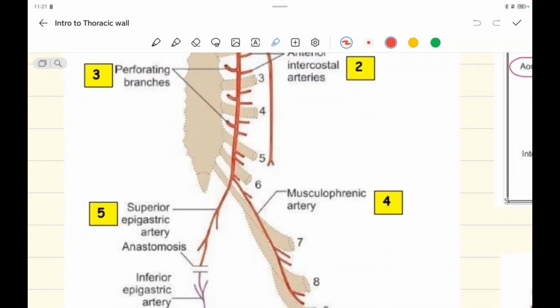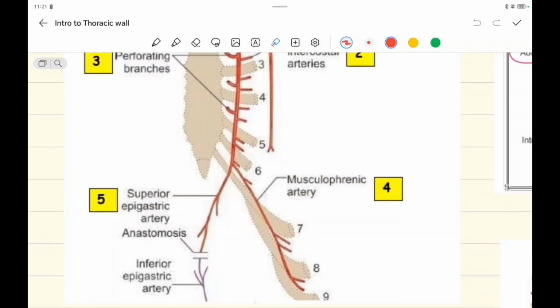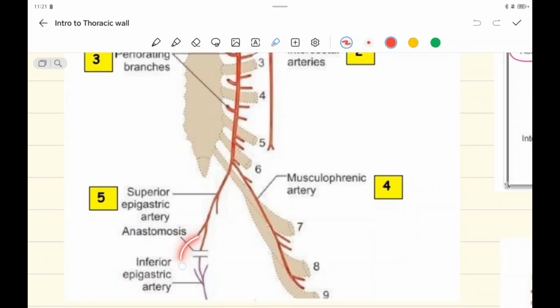How does it terminate? By forming two branches, musculophrenic artery and superior epigastric artery. Let's look at the branches for a bit. The musculophrenic artery will supply the diaphragm, and the superior epigastric artery will be supplying the anterior abdominal wall. It will be supplying the anterior abdominal wall by also anastomosing with the inferior epigastric artery. So superior and inferior epigastrics will anastomose together to form the anterior abdominal blood supply.